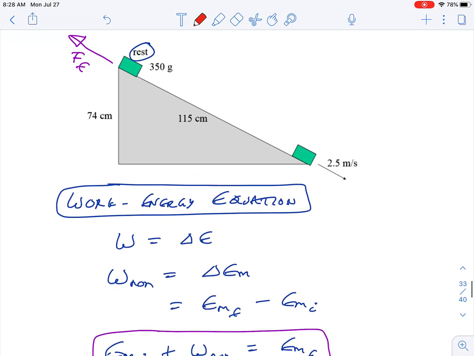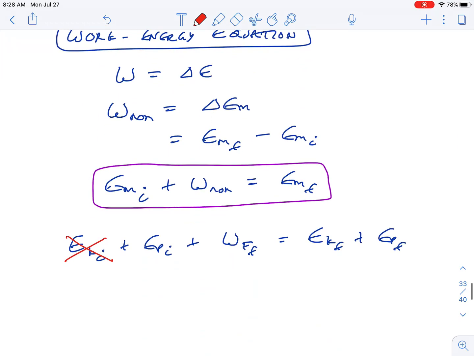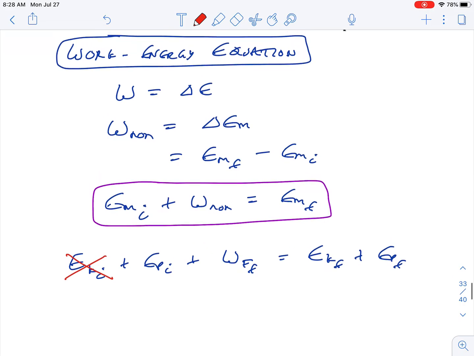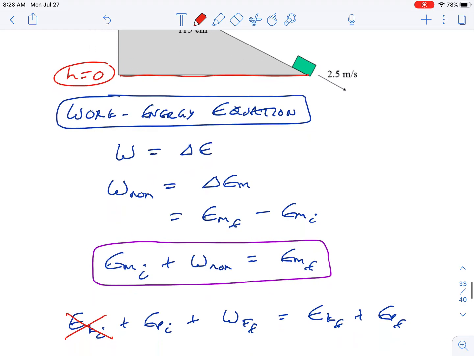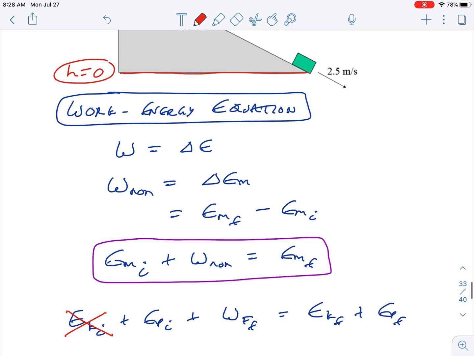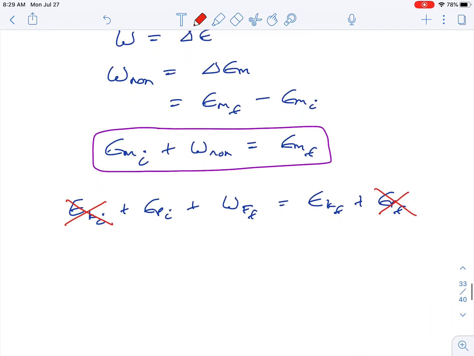We can see that it does start with height if we assume the bottom right here is your reference height, which is a pretty logical choice here. So there will definitely be height at the beginning, so there will be potential energy. At the end, there is speed, so there's kinetic, and it's at the reference height, so there's no potential energy. So there's kind of our list of energies on either side.